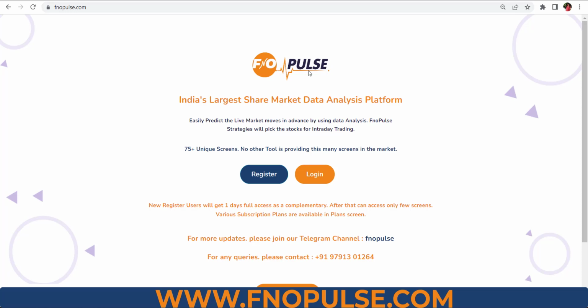FNO Pulse is Futures and Options Pulse. We will be catching the pulse of futures, options and equity stocks. By using this particular chart, you will be identifying the market and starting your trading. There are 75 unique screens available in FNO Pulse.